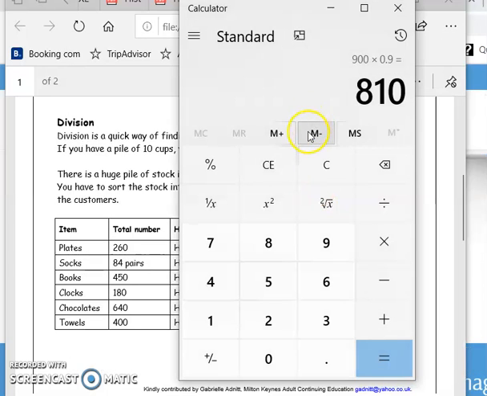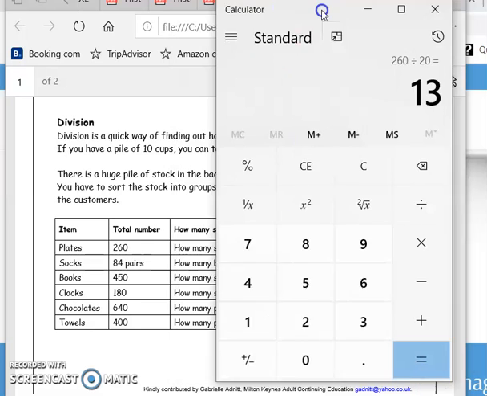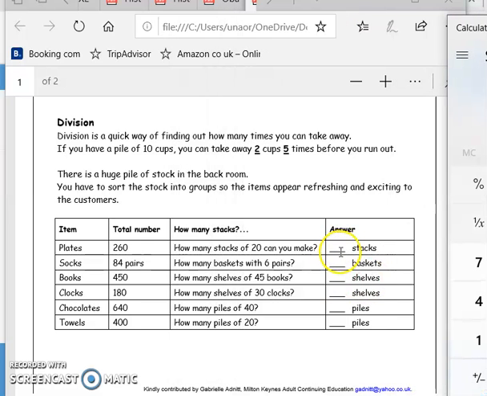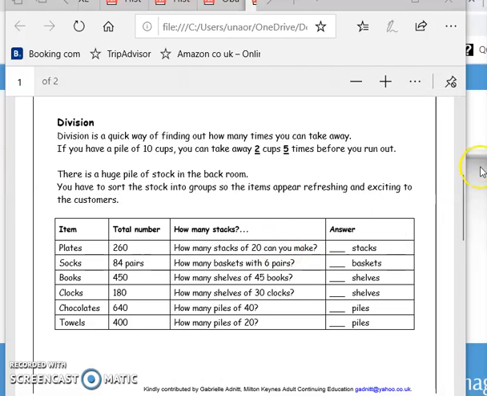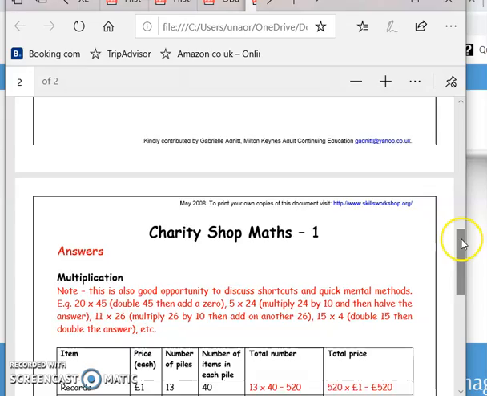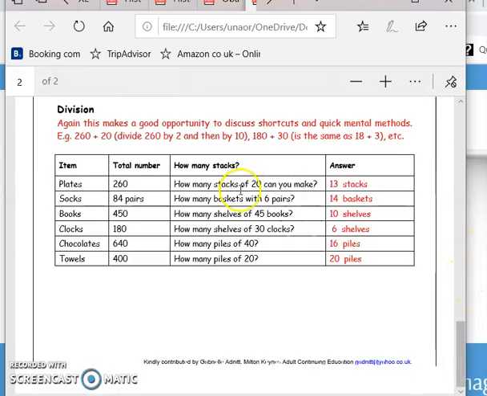260 divided by 20 gives 13. So you have 13 stacks or piles of 20 plates out of your total of 260. And if we go down to the answer, you should see that. 13 stacks. It's just that they haven't shown you how to do the sum there. So what you're doing there is 260 divided by 20. And they're all the same.